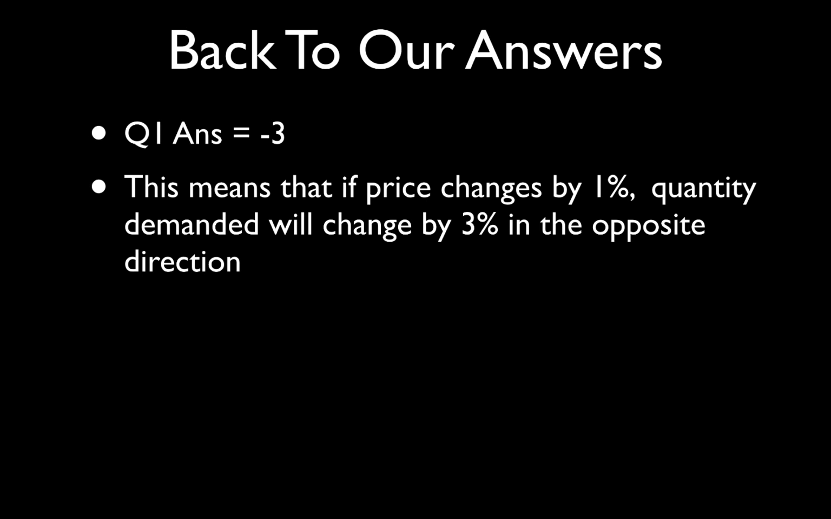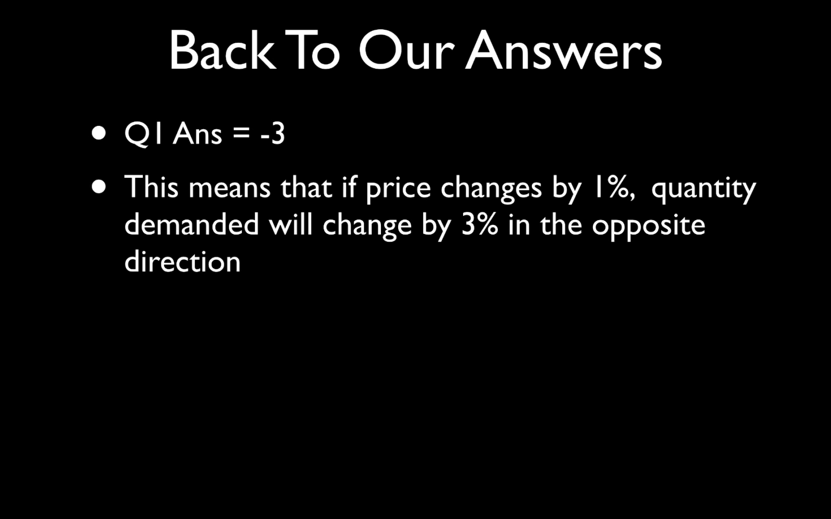So now we ignore that. All that's told us is that it obeys the law of demand. We forget about it. Now we're dealing with just the 3. This means that if price changes by 1%, quantity demanded will change by 3% in the opposite direction. If price rises by 1%, quantity demanded will fall by 3%. If price falls by 1%, quantity demanded will rise by 3%.